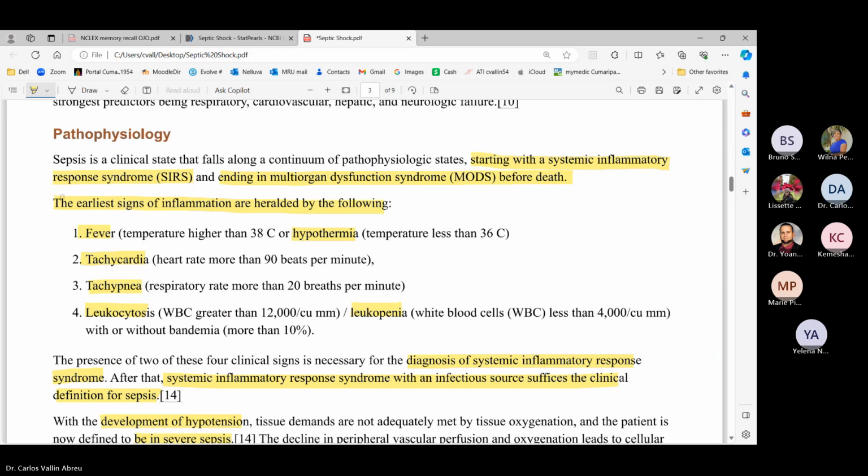The earliest signs of inflammation are heralded by the following: fever, a temperature higher than 38, or hypothermia. This is an interesting detail: either fever or hypothermia can be a manifestation of an infection, like in this client.